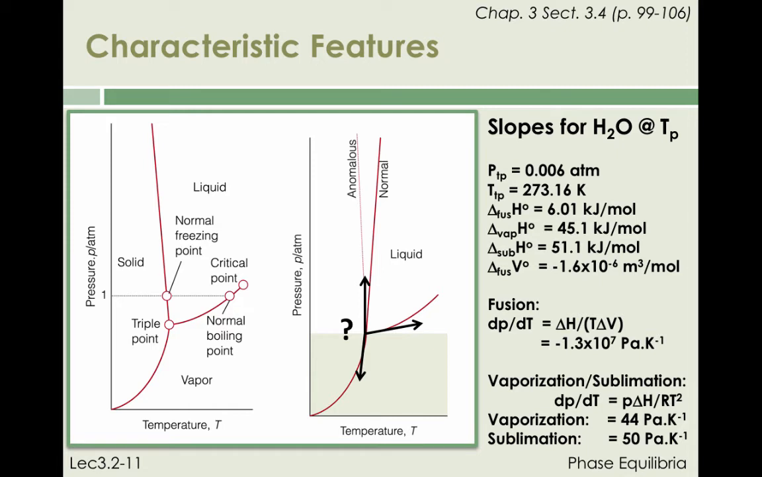We conclude from these calculations that the slope dp over dt for the solid-vapor coexistence curve should be slightly larger than that for the liquid-vapor coexistence curve. However, both these slopes should be much smaller, over 1,000,000 times smaller, as a matter of fact, than that of the solid-liquid coexistence curve. This is clearly misrepresented on these phase diagrams.